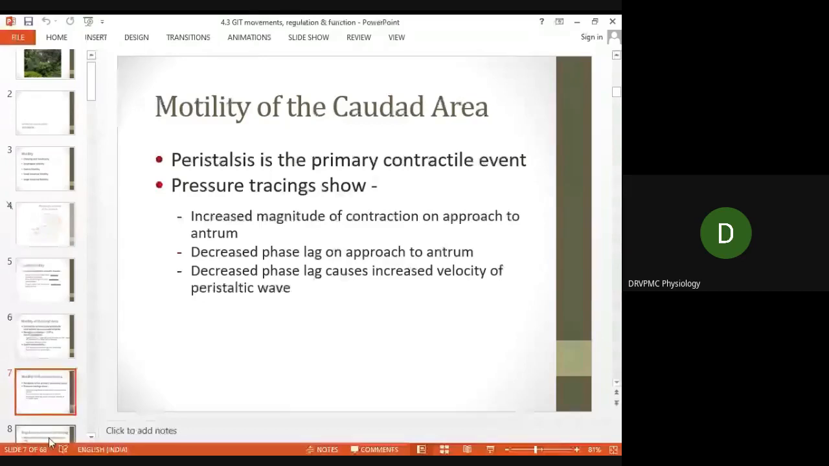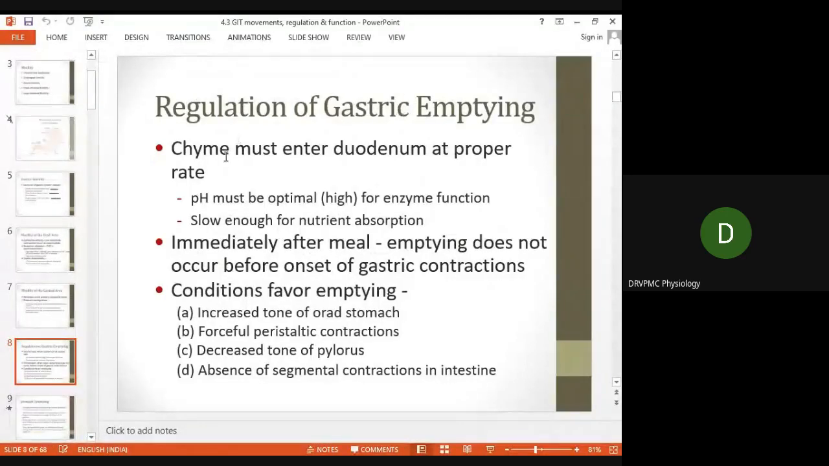Then coming to regulation of gastric emptying, how this is regulated: the chyme, that is food, and the gastric juices must enter the duodenum at a proper rate to allow for the proper absorption of the nutrients in the intestine. The pH of the chyme must be optimal, or that is high, for the enzymes to function in the small intestine, and the entry of the chyme should be slow enough that it facilitates the proper nutrient absorption. Okay. For that, the gastric emptying has to be a gradual and slow process.